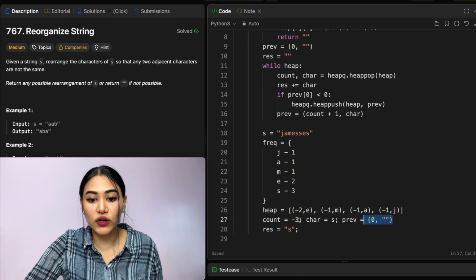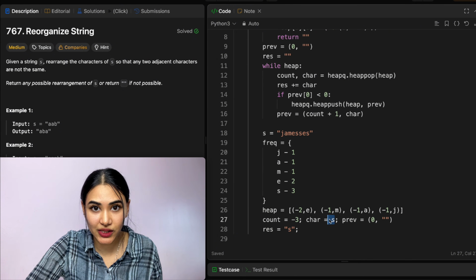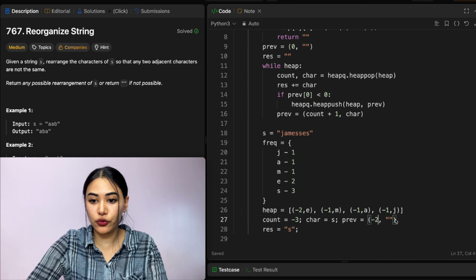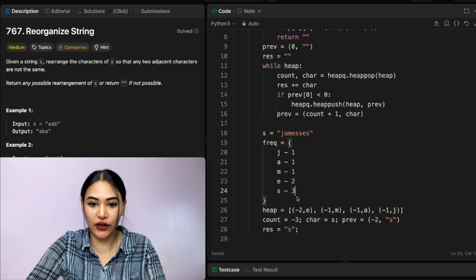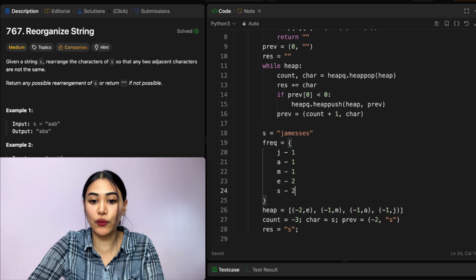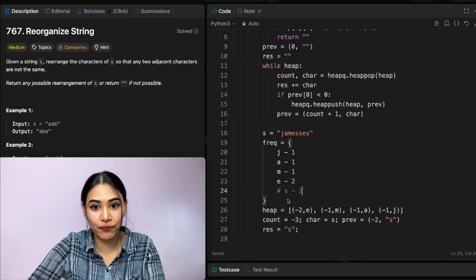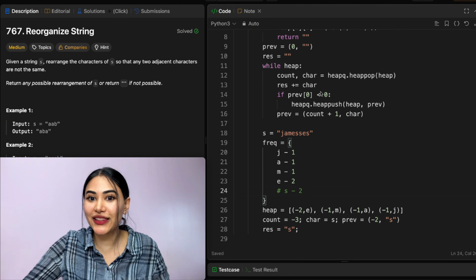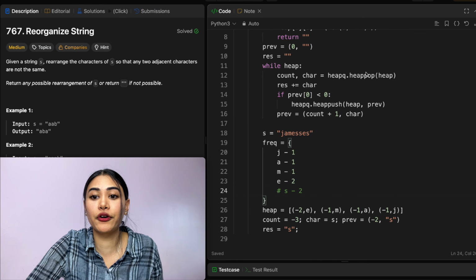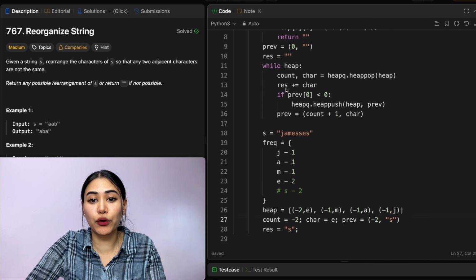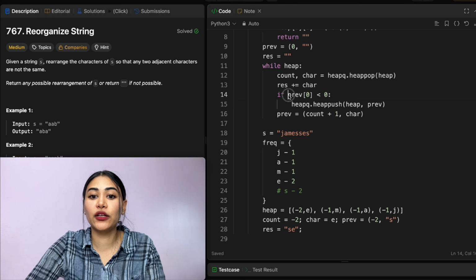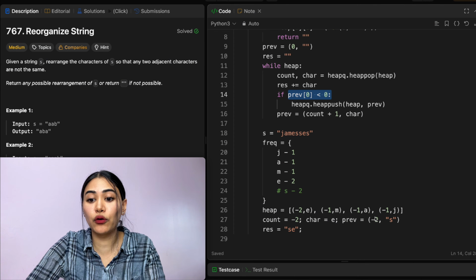Meaning previous is now going to be set to negative 2, S. So it's going to be negative 2 and character S. So if we wanted to look at this from the dictionary perspective, right, we had 3 we could use of S, now we can only use 2, and it's being put to the side. So now we go back in our heap and just repeat the same process. We pop off from our heap. So we get negative 2 E. We add to our resulting string the character E. So it's going to become SE. And we see if we have anything in previous with a count less than 0.